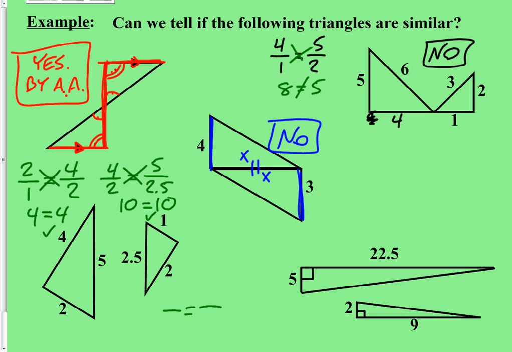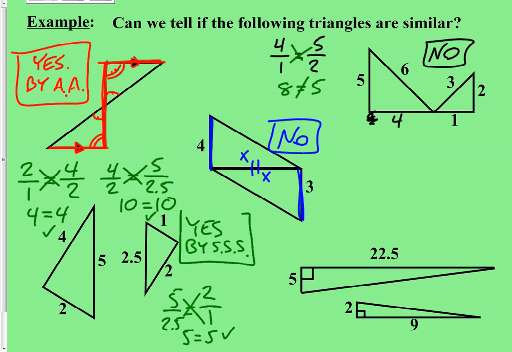I'm going to take the large side lengths, which was the 5 and the 2.5, and compare them back to the smallest side lengths, which was the original ratio, 2 to 1. Let's cross multiply and check that. 5 times 1 is 5. 2 times 2.5 is also 5. All three proportions are working. That would allow us to say, yes, these triangles are similar by the side, side, side similarity theorem. So it took a little work to get that one, but there it is.